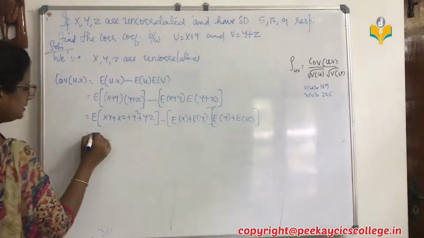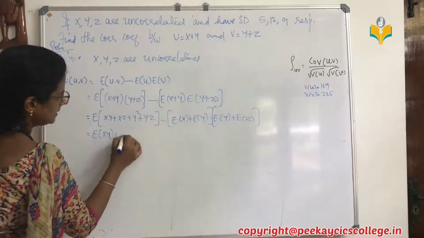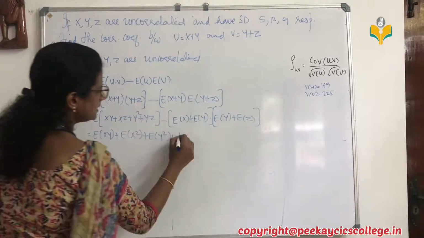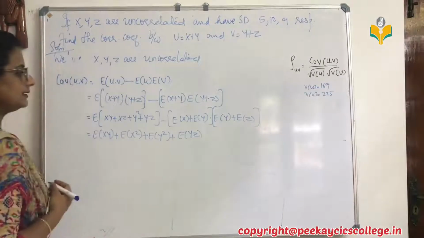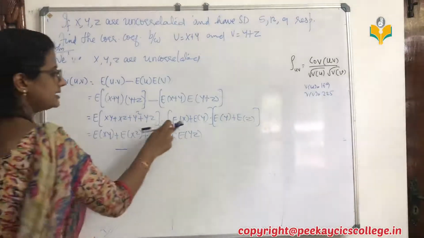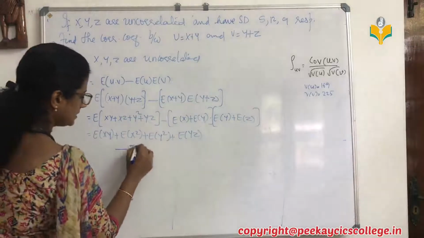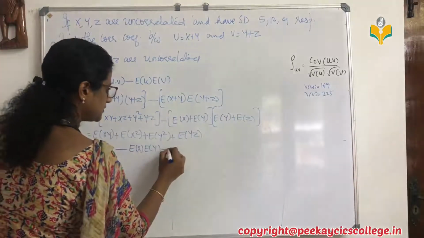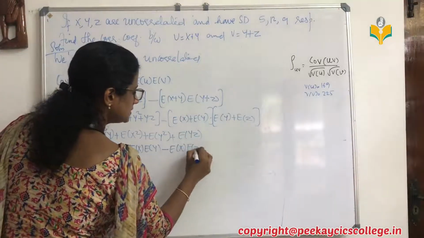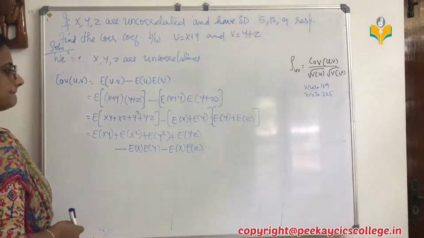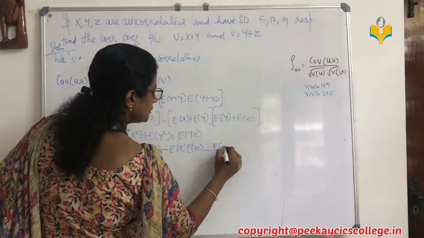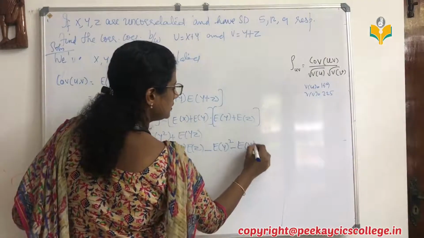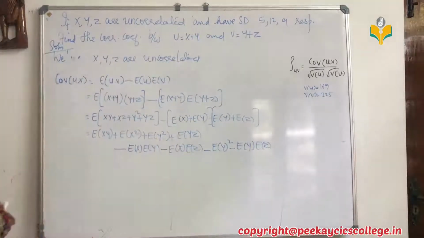Clear? Then expectation of xy plus expectation of x square plus expectation of y square plus expectation of yz, minus expectation of x into expectation of y, expectation of x into expectation of z, minus expectation of y the whole square, minus expectation of y into expectation of z. Okay.